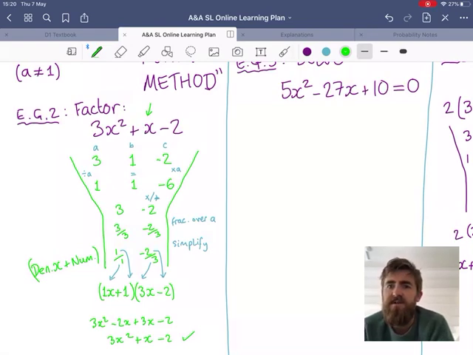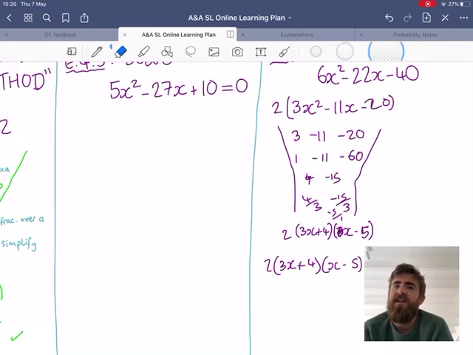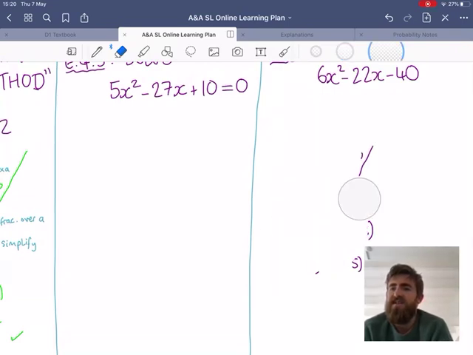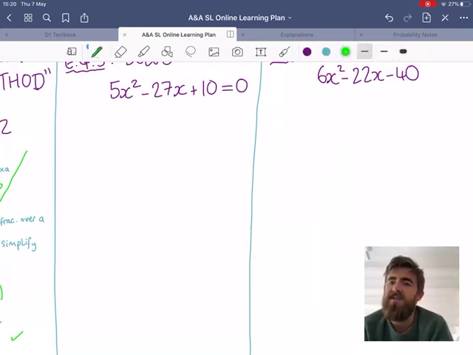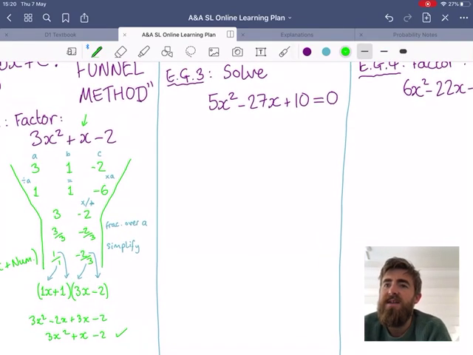See how it's done one other time. Okay, next I have 5x squared minus 27x plus 10 equals 0. Okay, and this is the equation I'm solving now. I'm not just factoring a quadratic expression. I'm solving a quadratic equation, which will involve an extra step at the end.